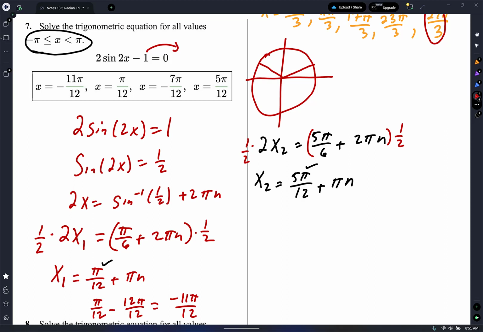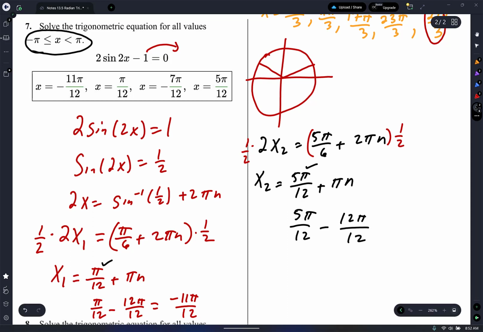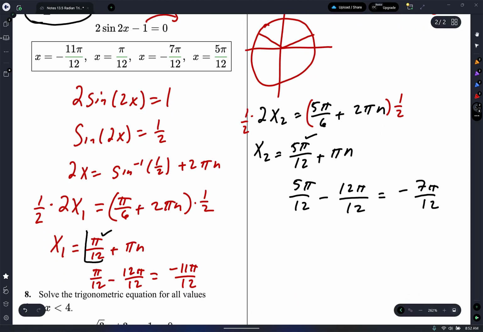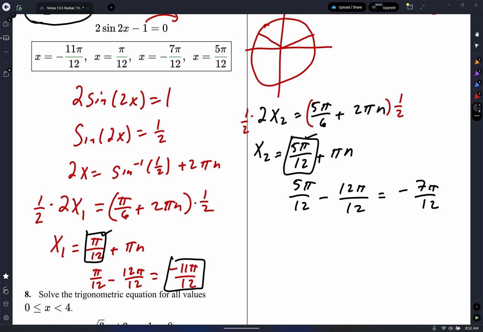Are we okay so far? I'm going to do the same thing with the one over here, guys. I'm going to write 5 pi over 12 minus 12 pi over 12. Actually, remove the n because n is 1 right there, or negative 1. 5 minus 12, what's that? So negative 7 pi over 12. That is between negative pi and pi, because 7/12 of pi is less than a whole pi. But in the negative direction, obviously, because it's negative 7 pi over 12. So my answers are pi over 12, that's one of them, 5 pi over 12, that's another one, negative 11 pi over 12, and negative 7 pi over 12.